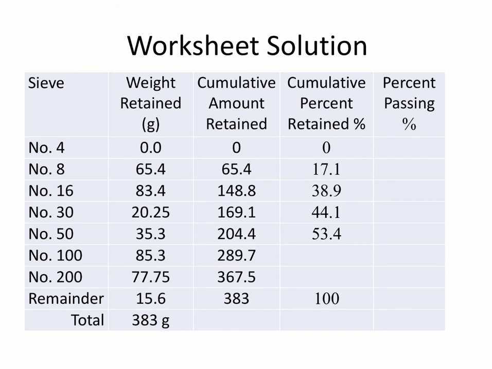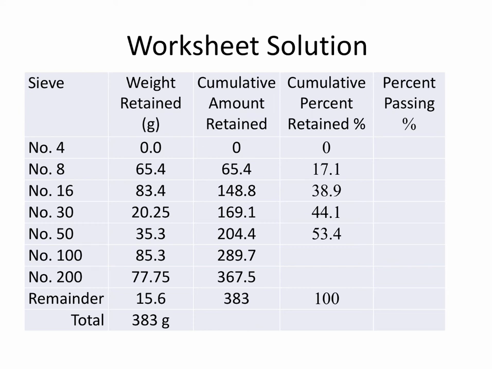All right, so the numbers there for the 100 and 200 are now shown. We're at about 290 grams and 367.5 grams cumulative amount retained on the 100 and 200 respectively. The next thing we want to figure out then is what's the percent of the sample that was retained cumulatively on each sieve. Now on your handout you have a formula for that.